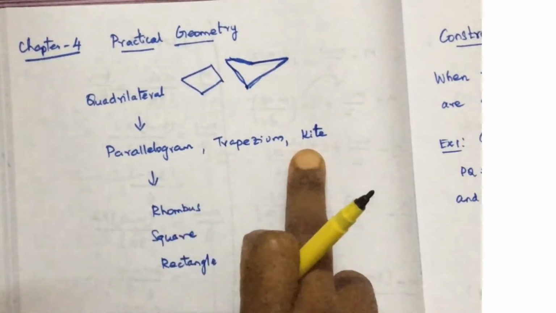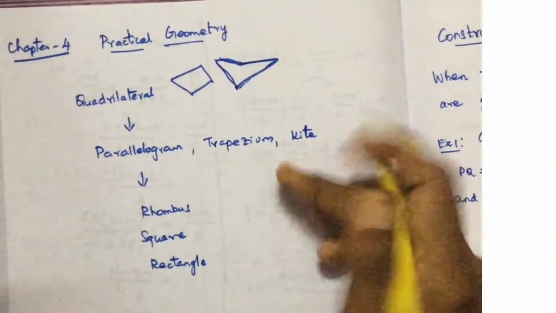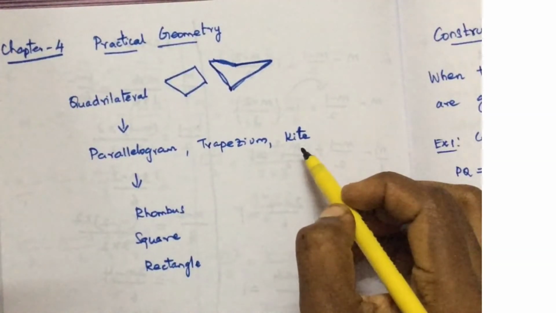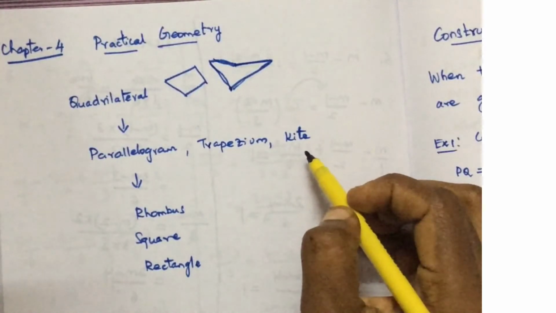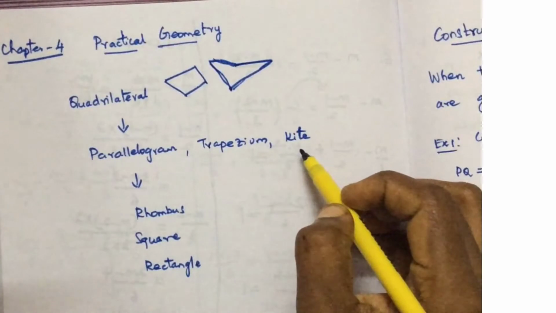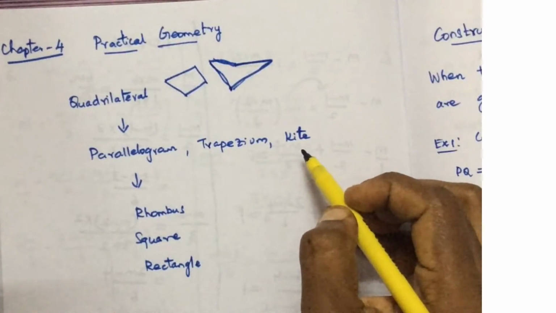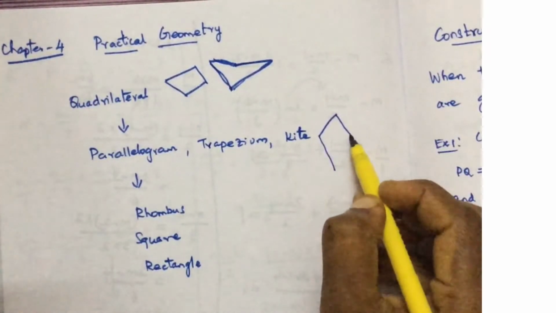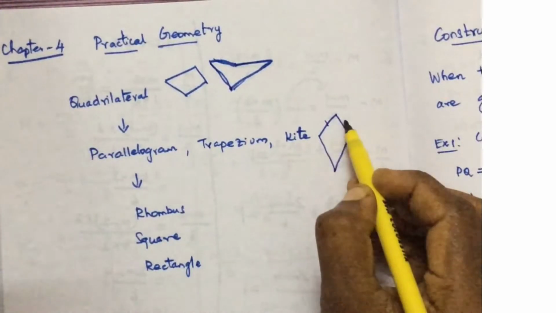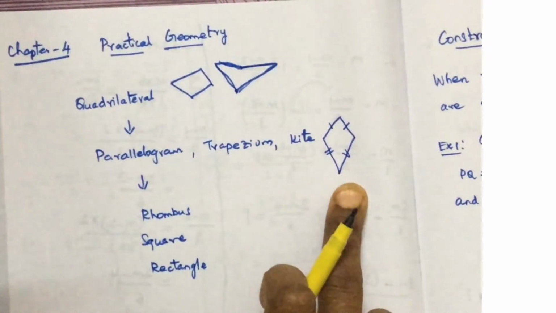These three are quadrilaterals having some special properties. What are they? Let's start with kite. A kite is a quadrilateral with exactly two pairs of equal consecutive sides. What does it mean? There should be four sides like this. This side and this side should be equal, and this side and this side should be equal. This is also a quadrilateral with some special properties.